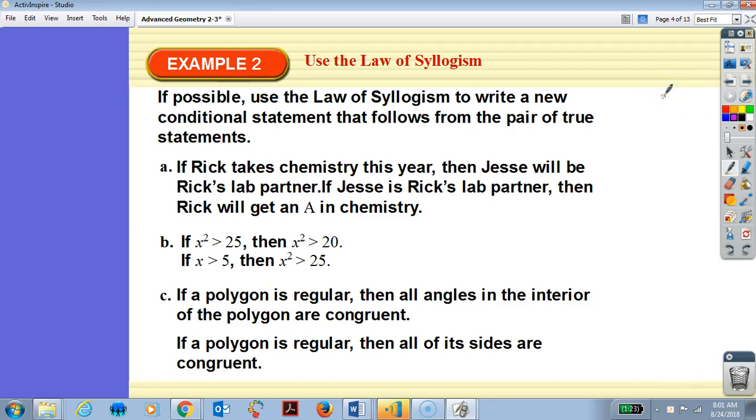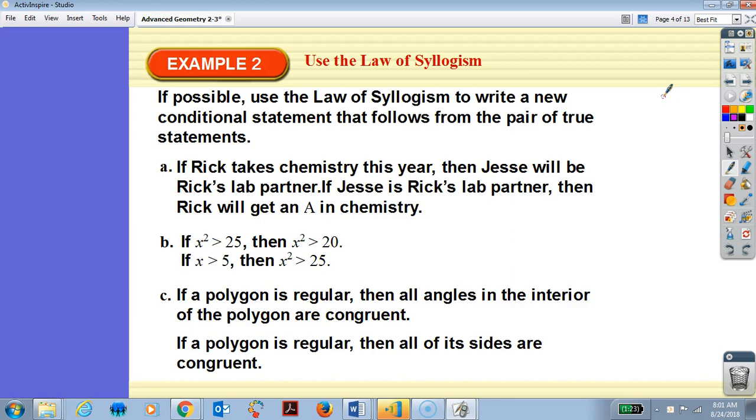If possible, use the law of syllogism to write a new conditional statement that follows from the pair of true statements. All right, so the law of detachment was if-then, random fact. If the random fact satisfies the if, we go with the then. Law of syllogism was the middleman one, right? So if A then B, if B then C, then your answer would be if A then C. You get rid of the middleman.